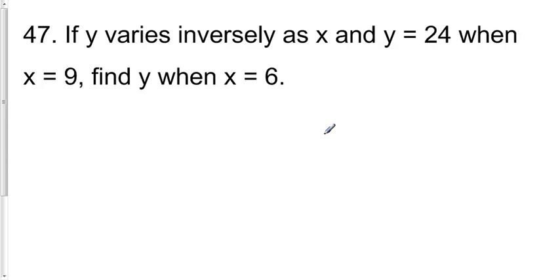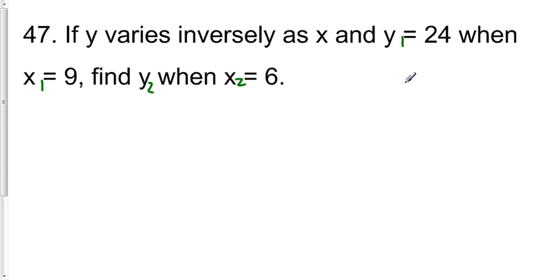Okay, last one that I'm going to help you set up is 47. We have an inverse variation problem, just a review from, I think it's from 8-4. So y varies inversely as x. Y equals 24 when x equals 9. Find y when x equals 6. If you want to label these, you have y1 and x1. y2 is the missing value, and we know that x2 is 6.